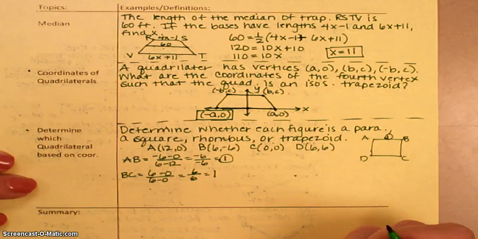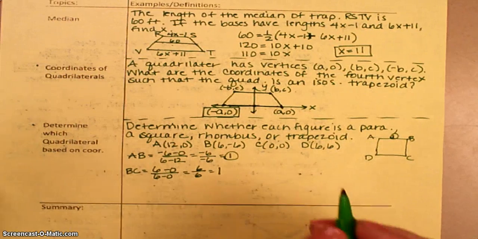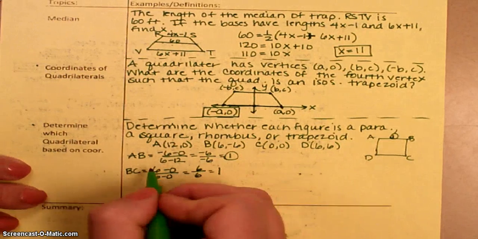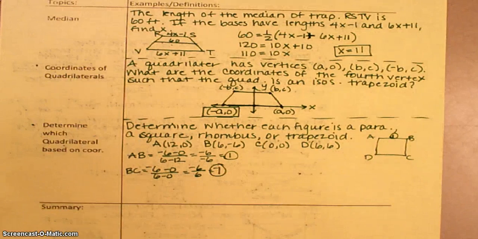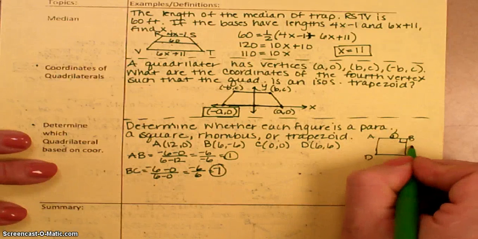That's not right. Did I look at the wrong one? Oh, I looked at D. That's why it doesn't look right. Sorry. This is a negative. There we go. That's what I did. Okay, so we just showed this.